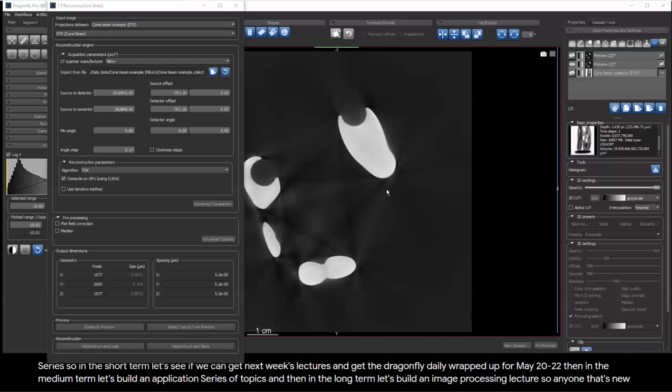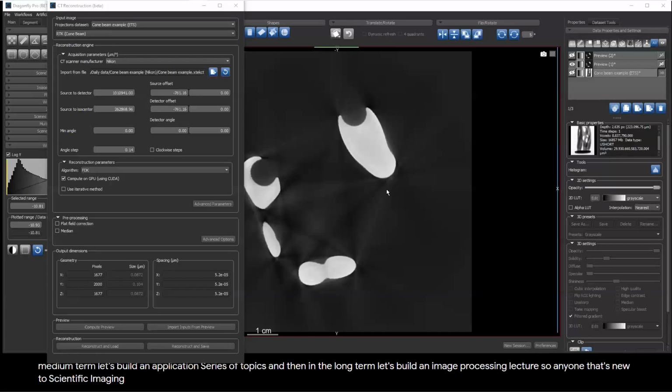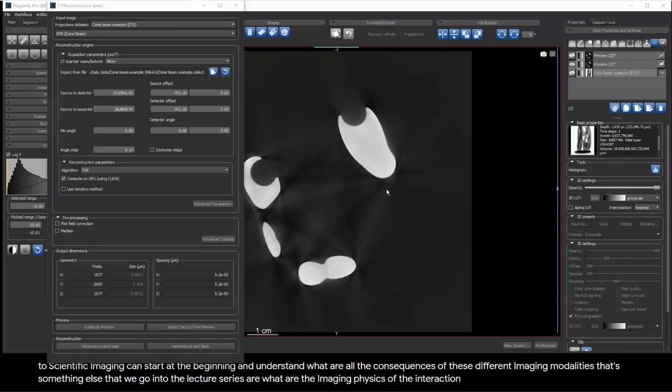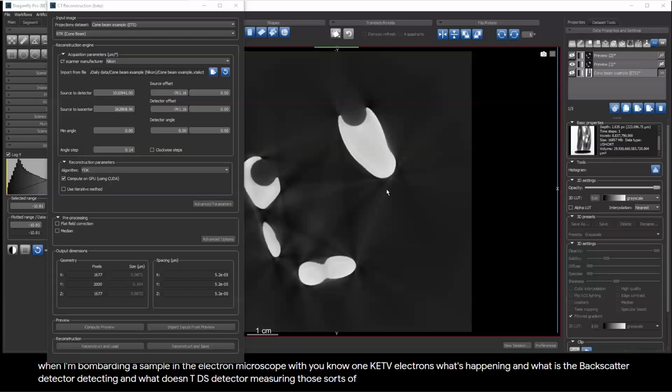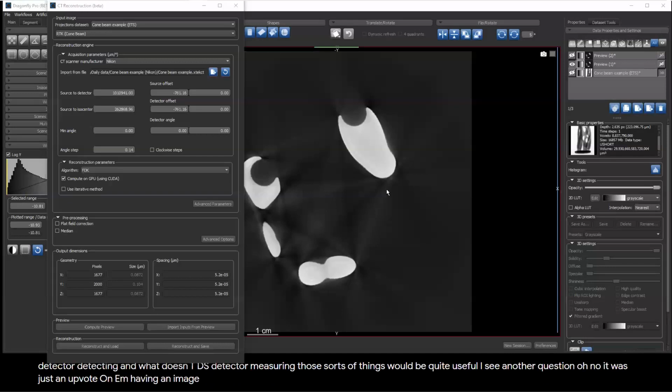So anyone that's new to scientific imaging can start at the beginning and understand the consequences of these different imaging modalities. That's something else that would go into the lecture series: the imaging physics of the interaction of X-ray photons with my sample, or when I'm bombarding a sample in the electron microscope with 1 keV electrons, what's happening, what is the backscatter detector detecting, and what is an EDS detector measuring? Those sorts of things would be quite useful. I see another question. Oh, no, it was just an upvote on having an image processing lecture series.